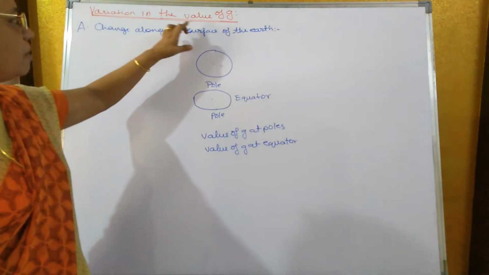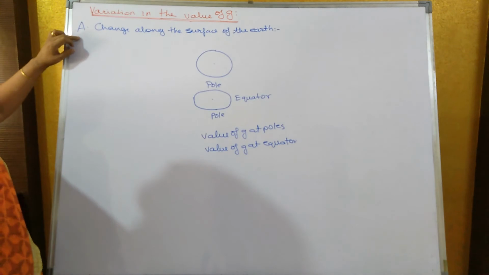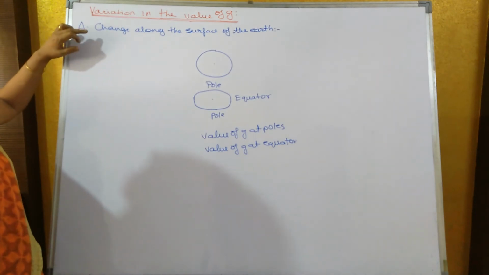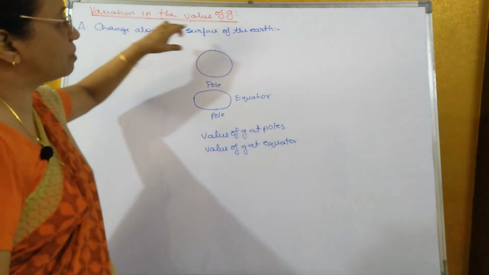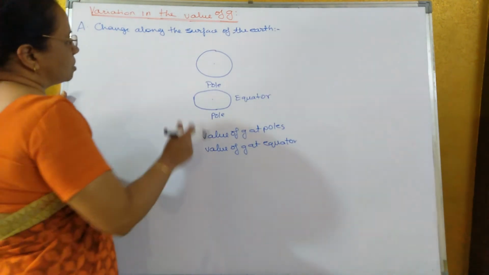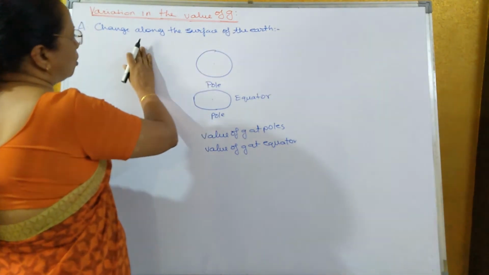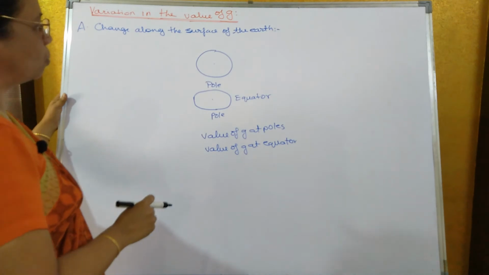Now variation in the value of g. The first one is what? How does g change its value? g changes along the surface of the earth. If a thing is on the surface of the earth, how does the value of g change? That is what is shown over here.